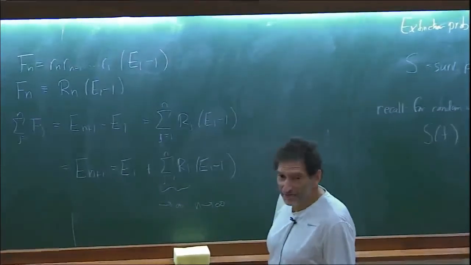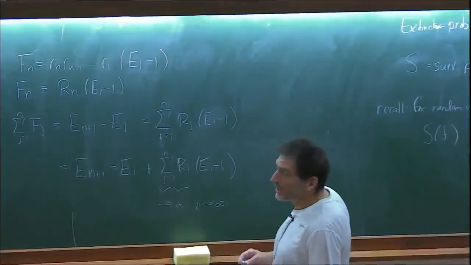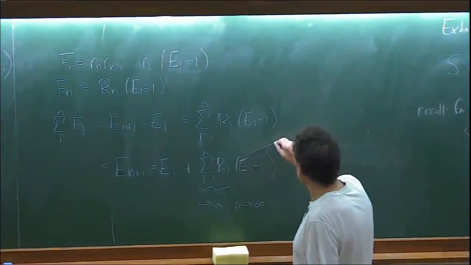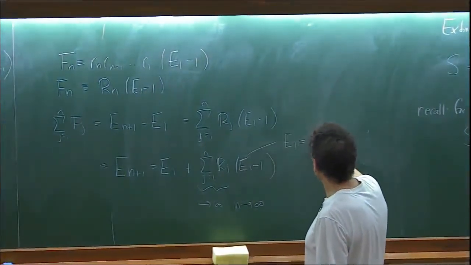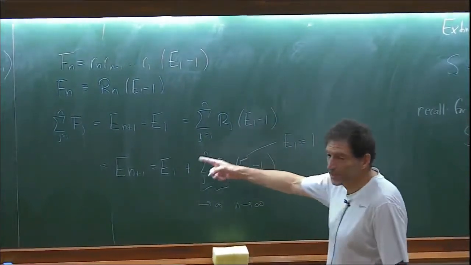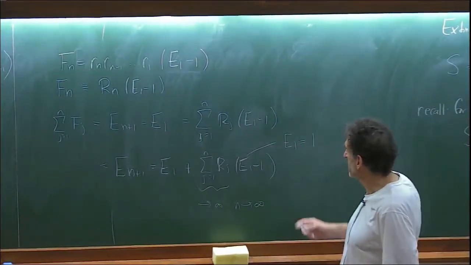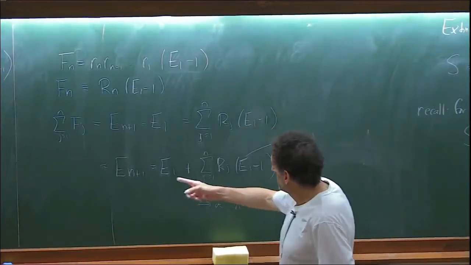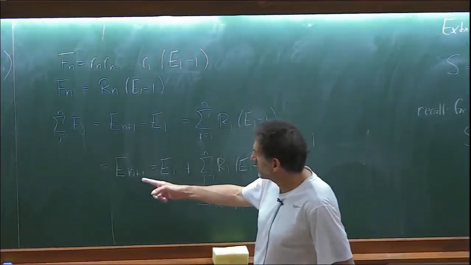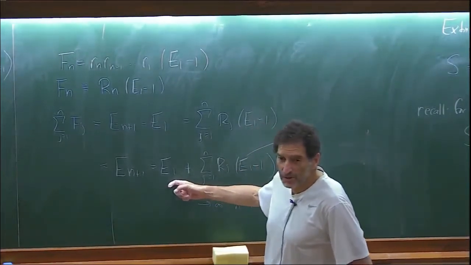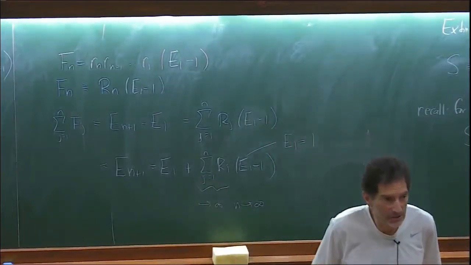In order to not have probabilities which are bigger than 1, the only way that can happen is that it enforces that E_1 better be equal to 1. So that means we have 0 multiplying infinity and we don't get a divergence. But if E_1 equals 1, then this is 0, and then we have E_{n+1} equals E_1, which is 1, which means all extinction probabilities are equal to 1.